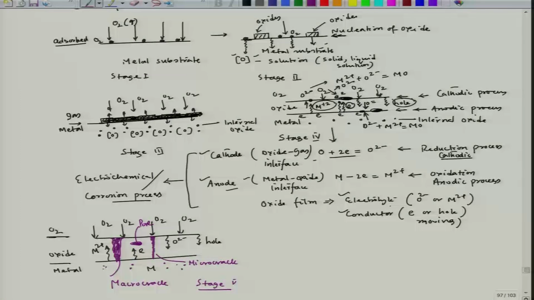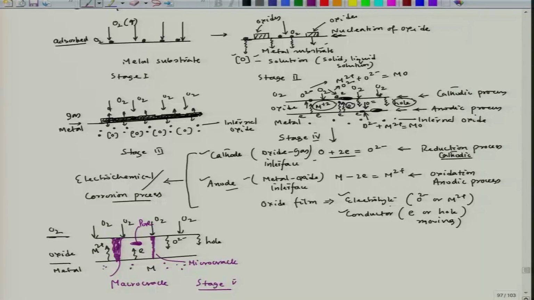We will discuss one by one, but at the current stage we can see that there are 5 stages: oxygen adsorption, nucleation of oxide, oxide growth, film coverage over the metal surface, then diffusion of ionic species as well as charge species, and then finally, defect generation in the oxide film. Of course, there could be a possibility of internal oxidation also.